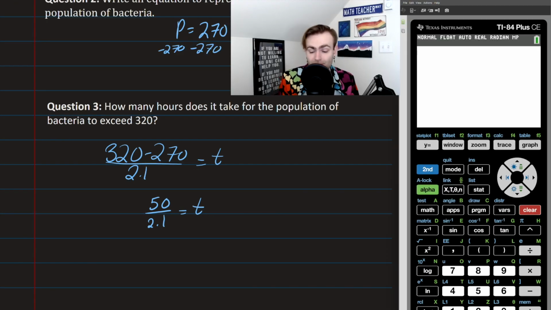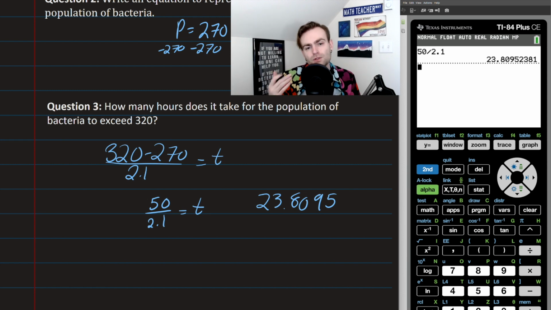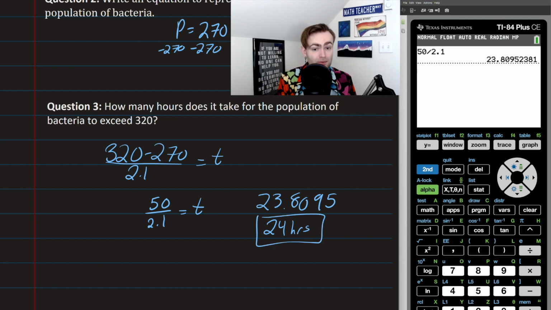So in order to figure this out, we can always use a calculator. So 50 divided by 2.1 gets us 23.8095, and that goes on for quite a bit. So remember, we're talking about an actual situation here. We're going to round up. How many hours does it take for the population to exceed 320? It's going to take 24 hours. It doesn't make sense to say 23 because then we wouldn't have enough. We would have under the 320, so we need to round up in this case.